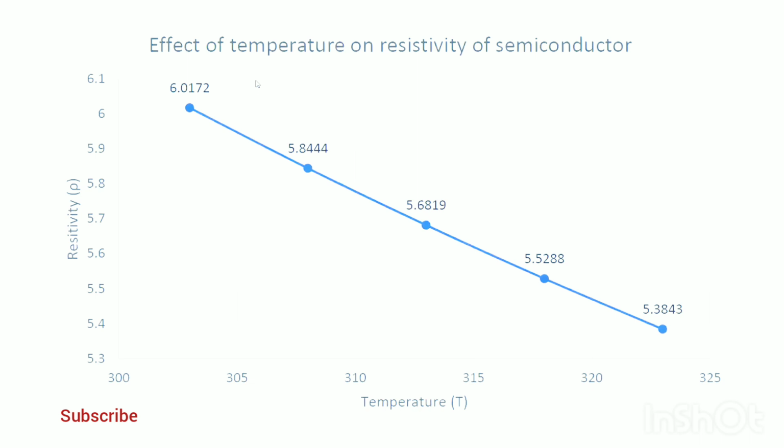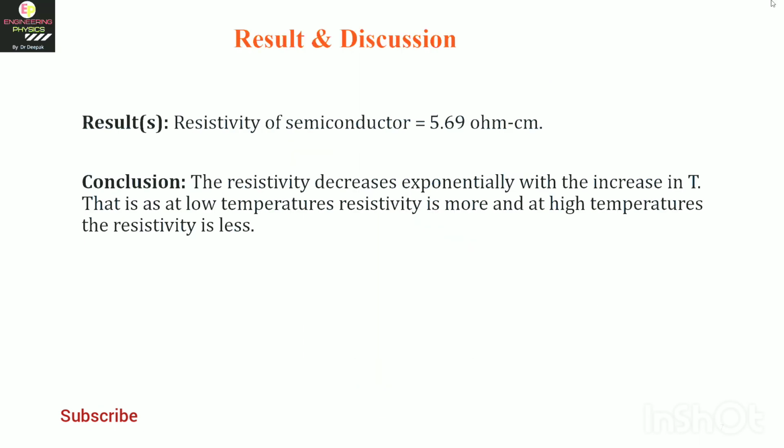This is the graph between the temperature and resistivity of the material. So you can see on the x-axis the temperature, y-axis the resistivity, and the resistivity of the material decreases with the increase in the temperature. This is the effect of the temperature on resistivity of the semiconductor material.